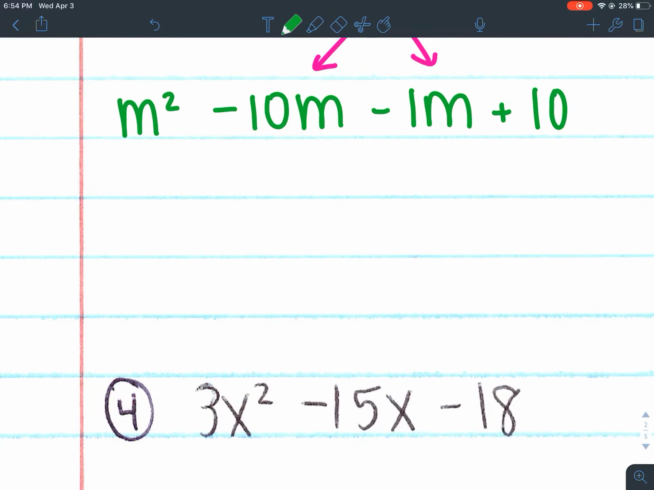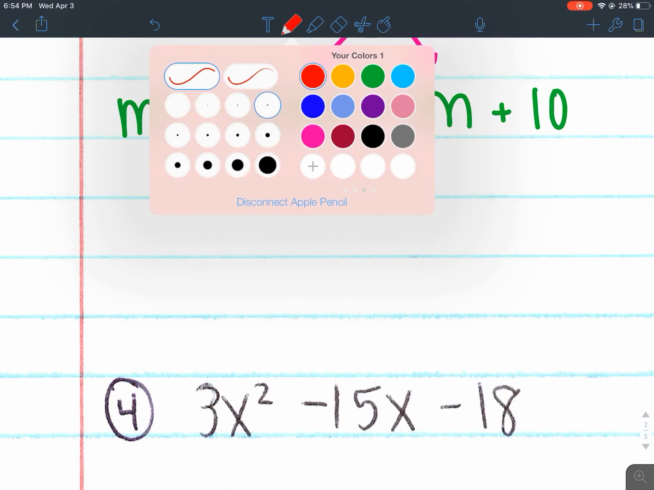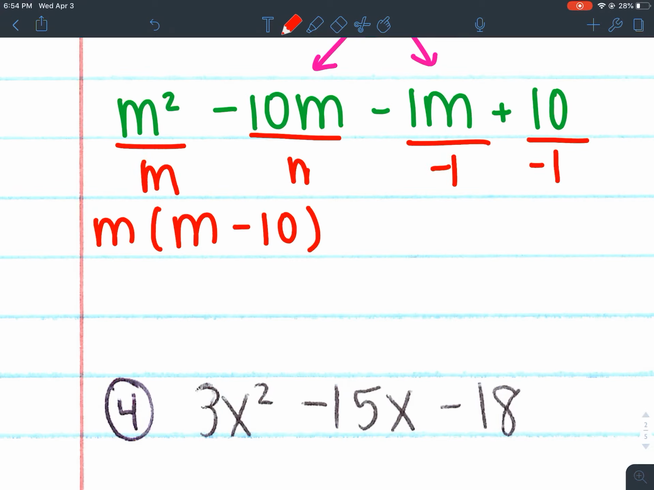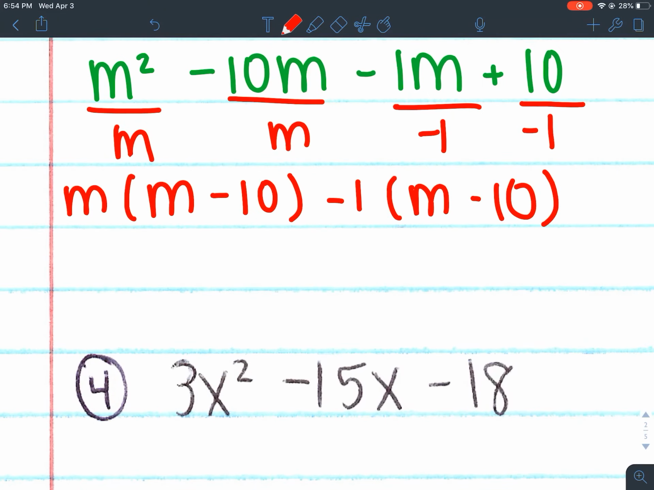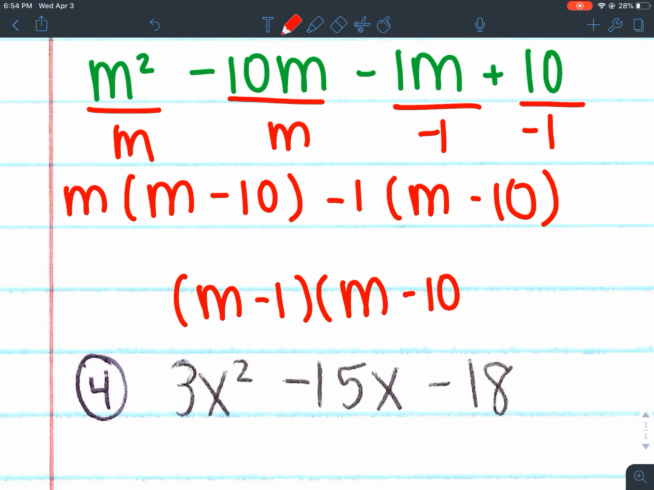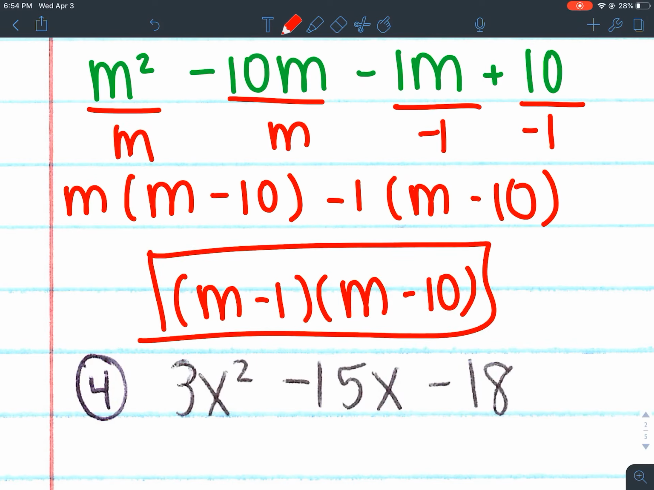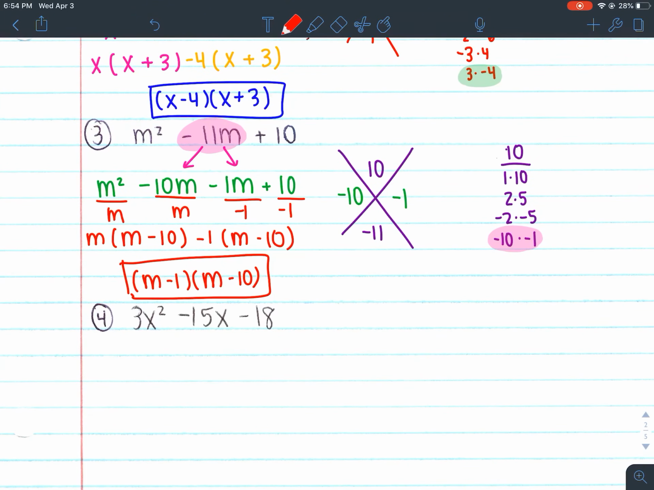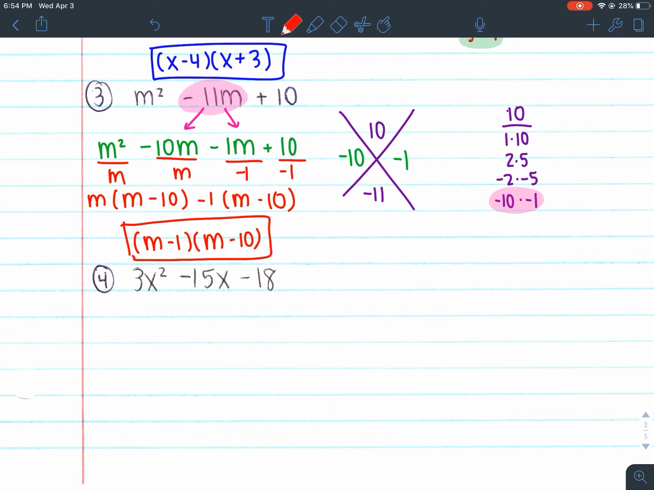So, divide both of these guys by m. We have m minus 10. And we divide these guys by negative 1. Whoops, I didn't write the m there. So we have negative 1, so we have m minus 10. My parentheses match, so we are good there. We have m minus 1 times m minus 10. And there we have it. Okay, that one wasn't too bad. You want to get the hang of it. It gets better.